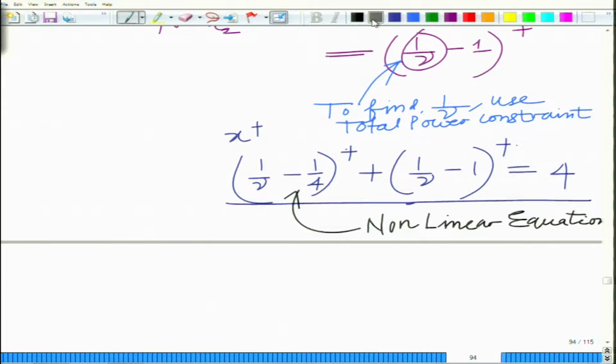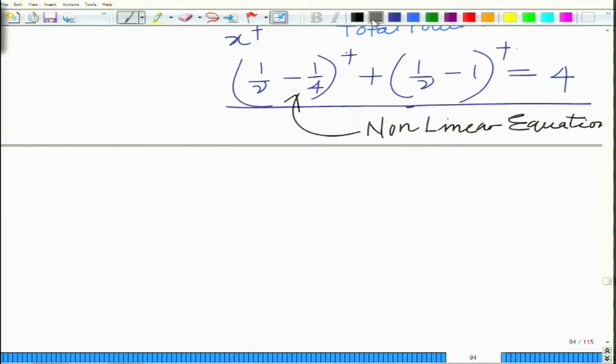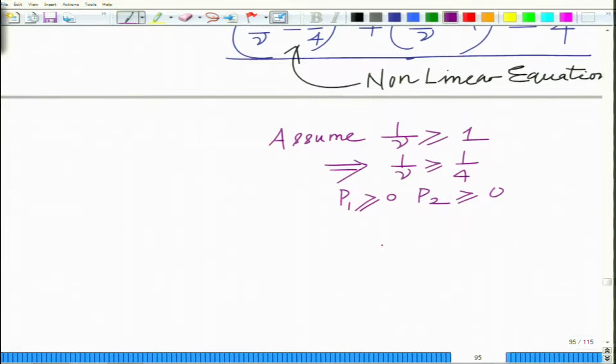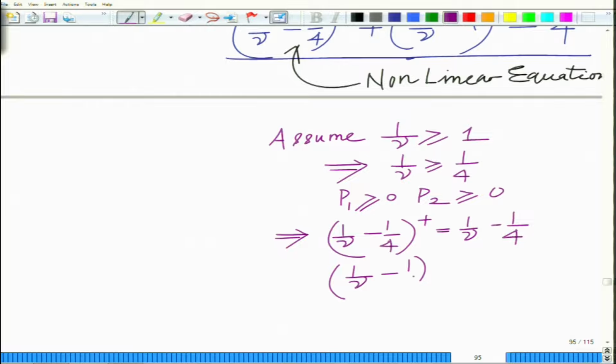To solve this, we have to start with an assumption. Assume that 1 over nu is greater than or equal to 1. This implies that 1 over nu is greater than or equal to 1 by 4. So, P1 is greater than or equal to 0 and P2 is greater than or equal to 0. So, this implies 1 over nu minus 1 over 4 plus equals 1 over nu minus 1 over 4, and 1 over nu minus 1 plus equals 1 over nu minus 1.